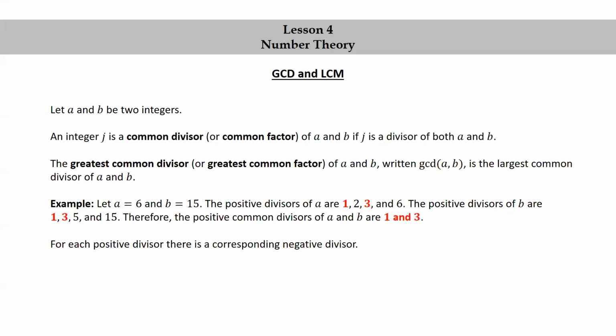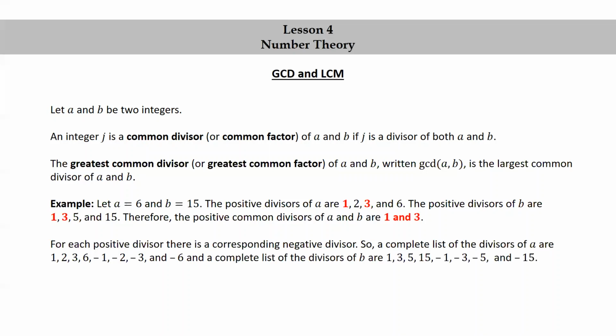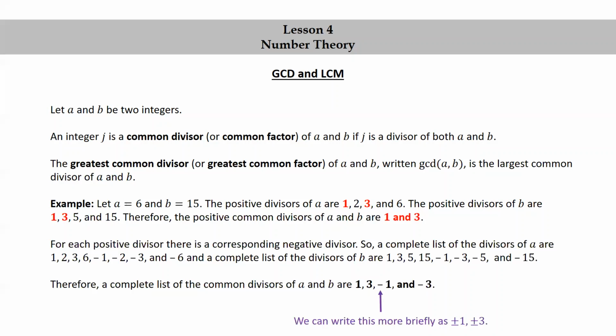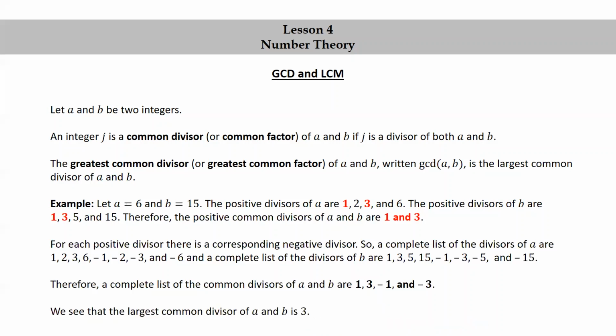For each positive divisor, there is a corresponding negative divisor. So a complete list of the divisors of A are 1, 2, 3, 6, -1, -2, -3, and -6. And a complete list of the divisors of B are 1, 3, 5, 15, -1, -3, -5, and -15. Therefore, a complete list of the common divisors of A and B are 1, 3, -1, and -3. We can write this more briefly as ±1, ±3. We see that the largest common divisor of A and B is 3. That is, the GCD of 6 and 15 is equal to 3.